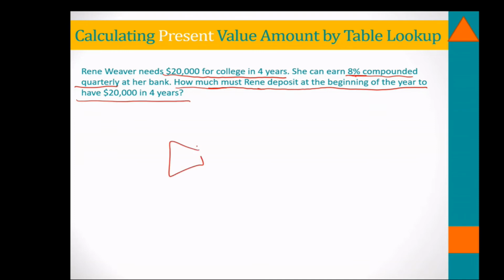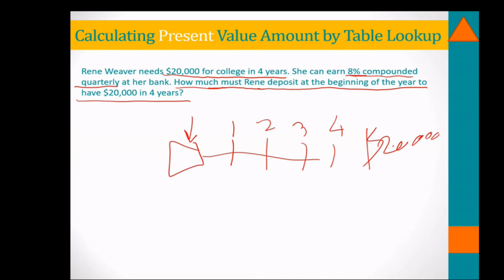How much to put in the bank now to get $20,000 after 4 years? First year, second year, third year, fourth year. She wants $20,000 after 4 years. How much will she put in today? What's the present value, today's value, to get $20,000 after 4 years?